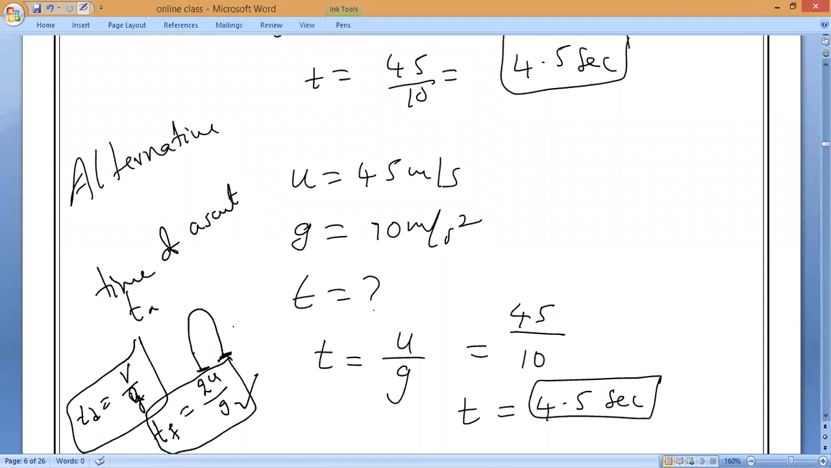See, for every sum we are solving an alternative method. Why? The first method is the common one which is solved by everybody, but the second method is the easiest one. No need to mention any sign convention. Everything will be positive, so you will easily get the answer. That is my opinion.